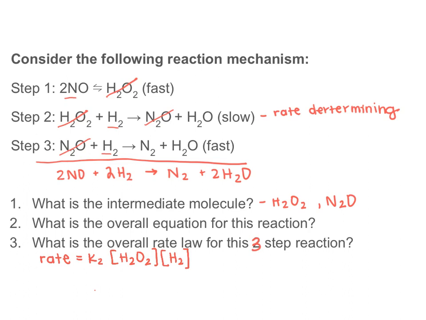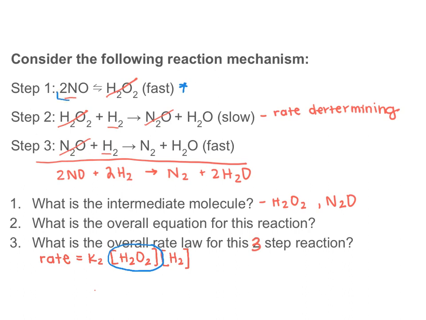So remember, rate laws cannot include the intermediate. It is there for too short of a time. I cannot record that concentration or detect that concentration. So I need to get rid of that H2O2. So to do that, I'm going to use step 1 up here. So I am going to write an equality for the forward and the reverse reactions because I know when they're at equilibrium, they're equal to each other.